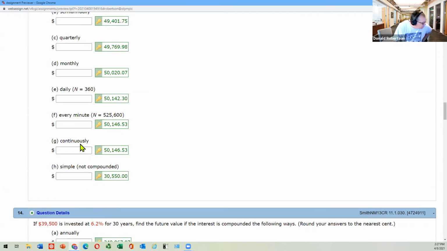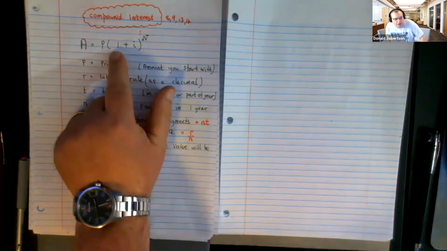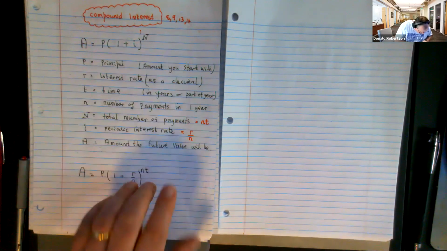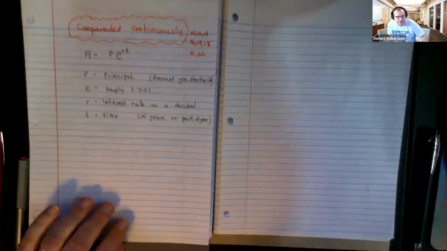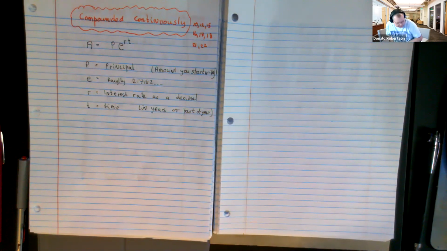There's two guys here that we haven't talked about, continuously and then simple. Simple we have. Isn't simple PRT and then add on the number that you started with? But compounded continuously, we're about to look at. That's the next topic. Let's show you how that works. Compounded continuously is this formula here, P e to the power of RT. There's only one version of that formula, really.